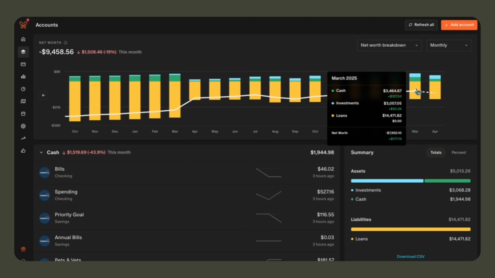It is crazy to see how close I am getting to a positive net worth. I really think I can do it before the end of the year.